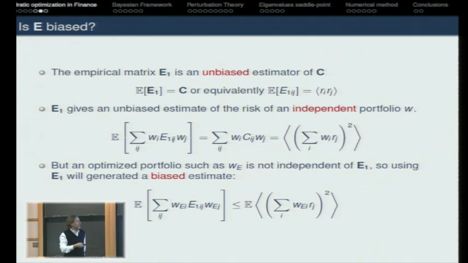In general, if W, my weight vector, is a result of an optimization using E, then I cannot say that W is independent of E. So when I take the expectation value, I'm not allowed to separate, and I can show that this in-sample risk is over optimized. It's smaller than the true risk. So the sample covariance matrix is not biased by itself, but it's biased if you use it to measure risk of portfolios that were optimized with it. So you have basically a problem of correlated noise.